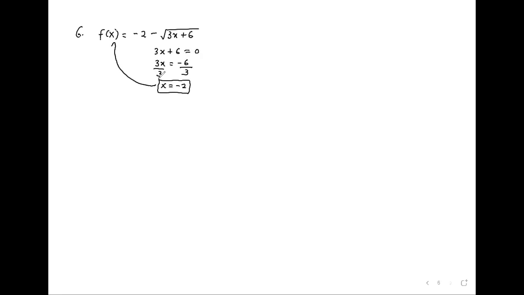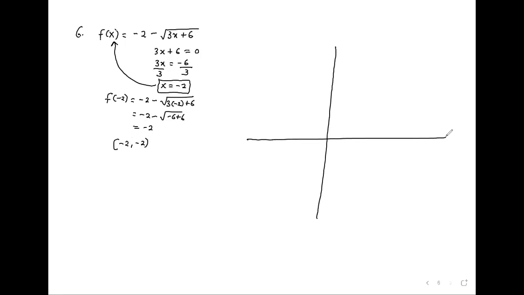This number must be taken in f, so we'll have f of -2 is equal to -2 minus 3 root -2 plus 6, giving us -2 minus root of -6 plus 6, that is -2. So we have a starting point, -2, -2. Starting from there. Now the family here is known, that is family 3, where the function has to go down.